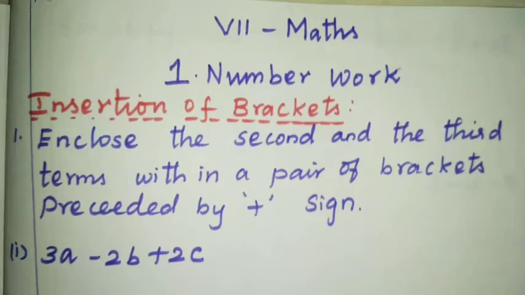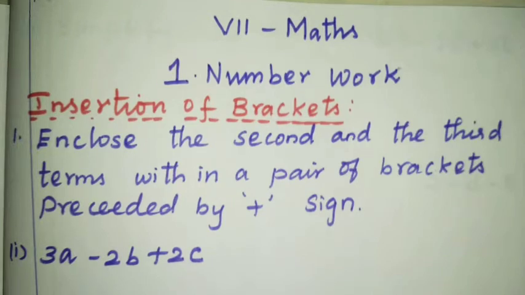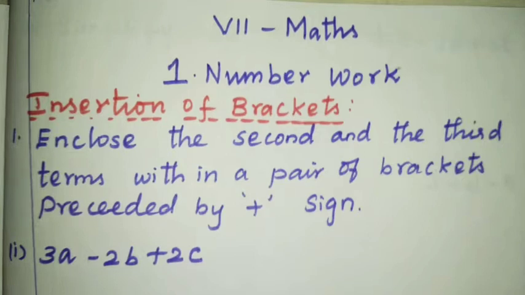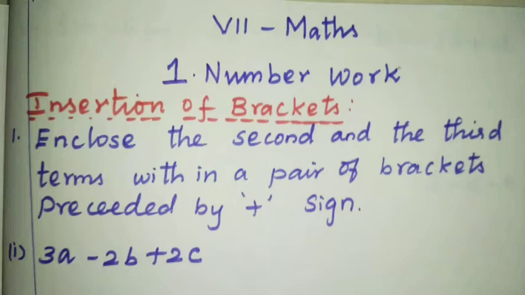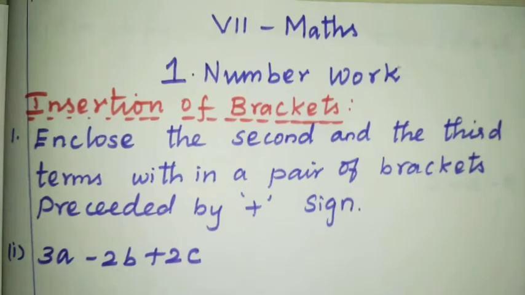Next one is rule number 2. Any number of terms in an expression may be enclosed within a pair of brackets with a minus sign prefixed. Then the signs of all terms placed within the bracket are changed, from plus to minus and minus to plus.